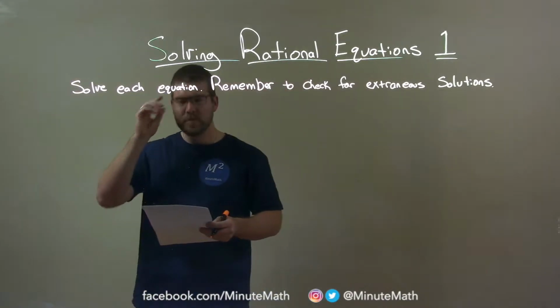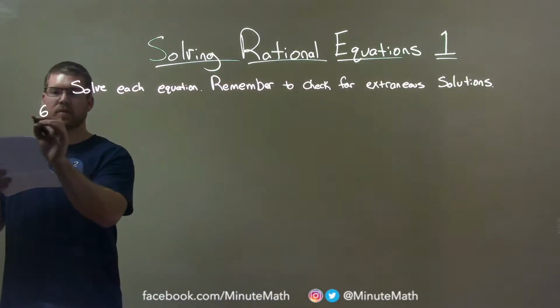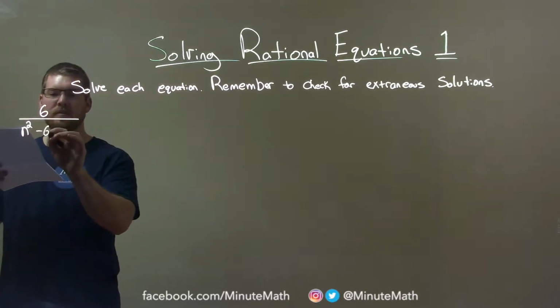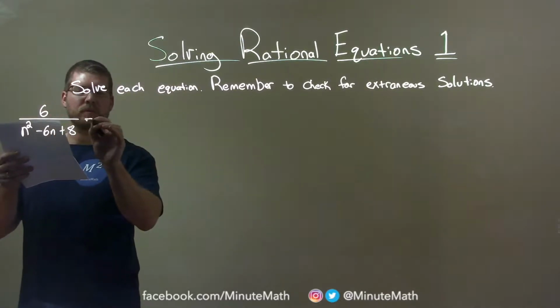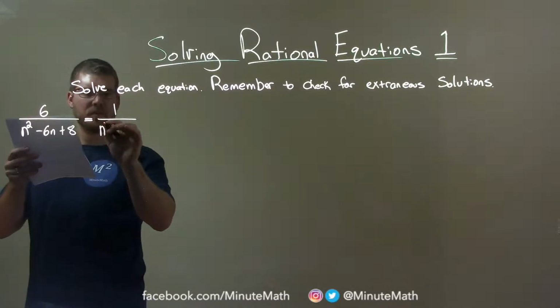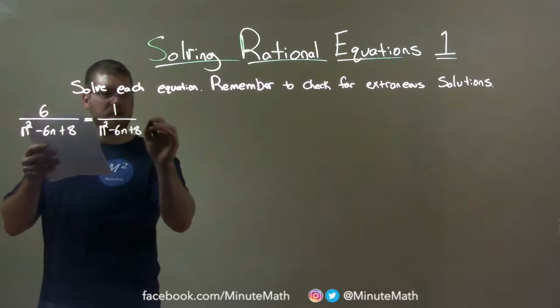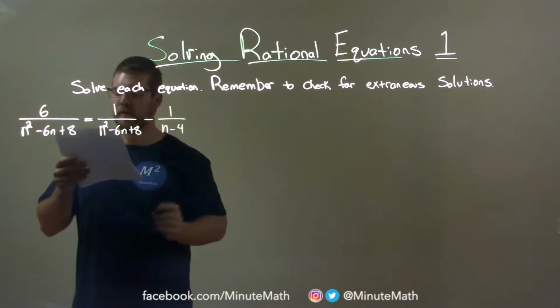So, if I was given this problem, 6 over n squared minus 6n plus 8, and that's equal to 1 over n squared minus 6n plus 8, and that's minus 1 over n minus 4.